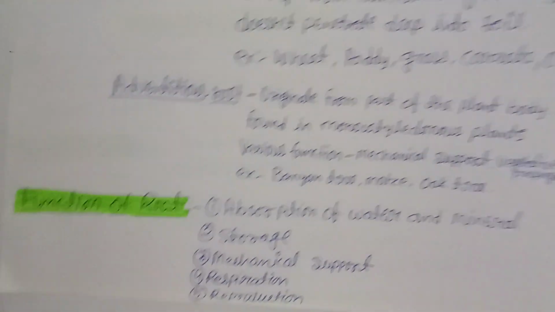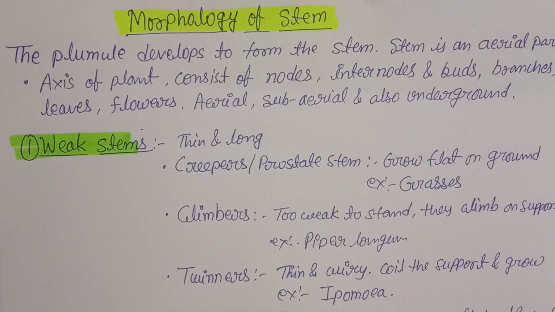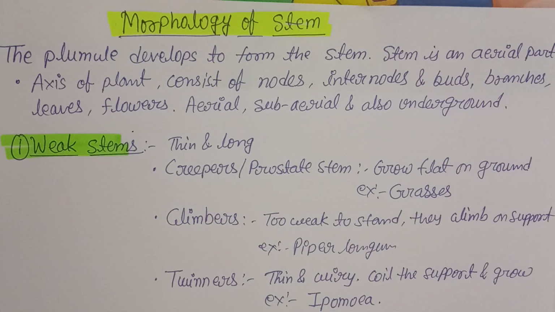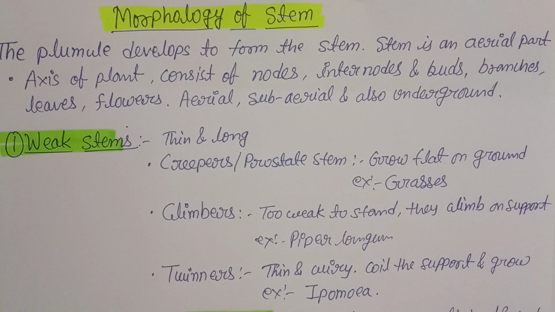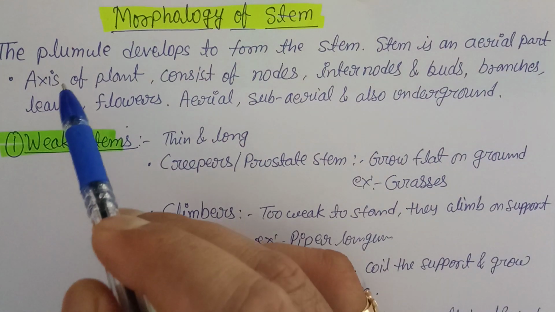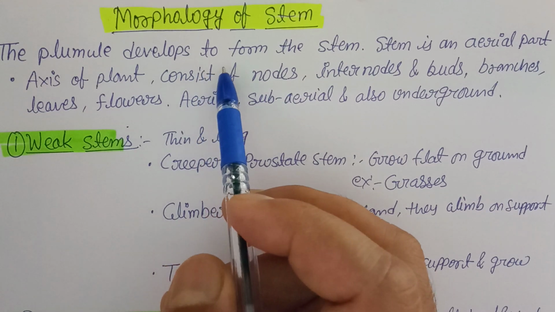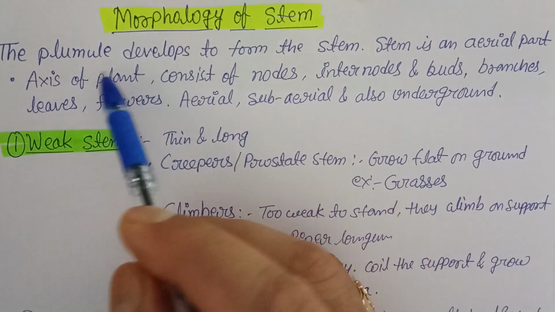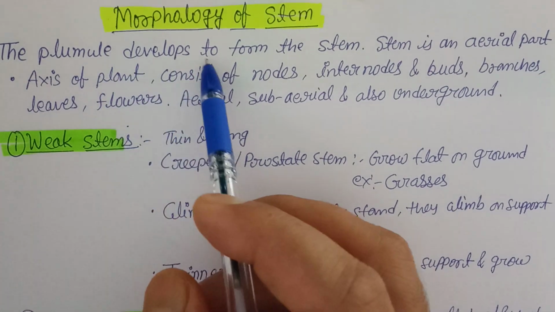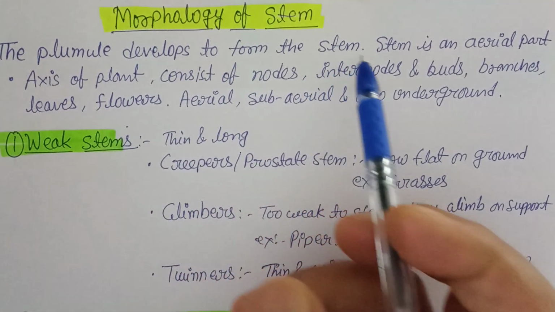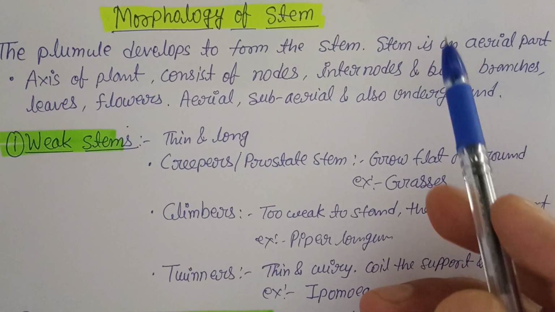Apart from the root, we are having the stem. So morphology of the stem is another important topic which is there in the syllabus, unit 1 of remedial biology. So let's try to understand the morphology of the stem. The plumule develops to form the stem. The plumule will develop to form the stem, and the stem is the aerial part of the plant, or the upper part of the plant.